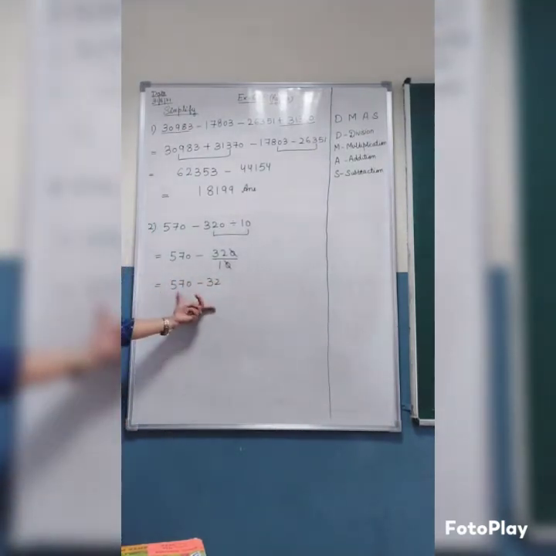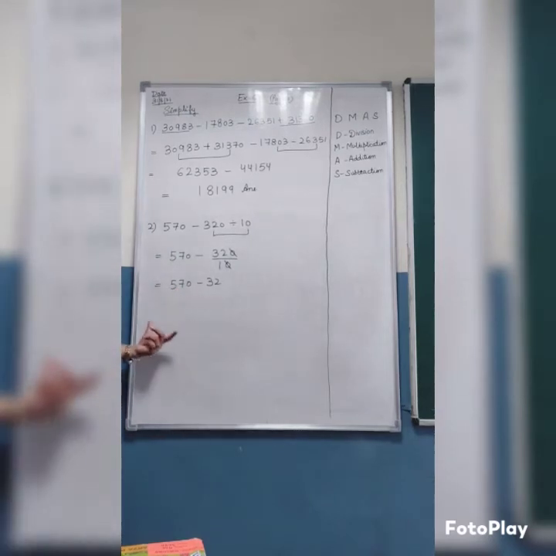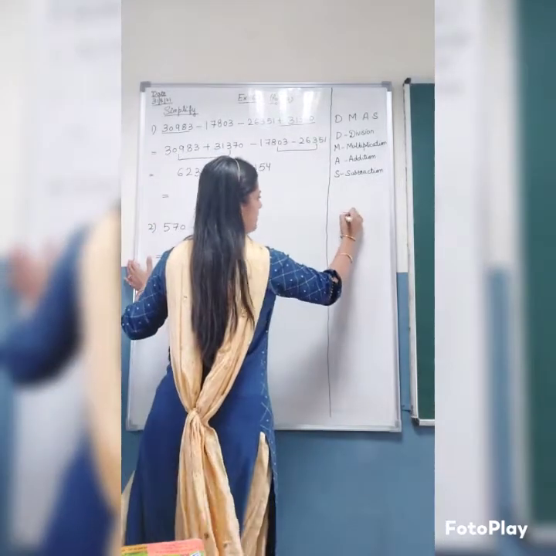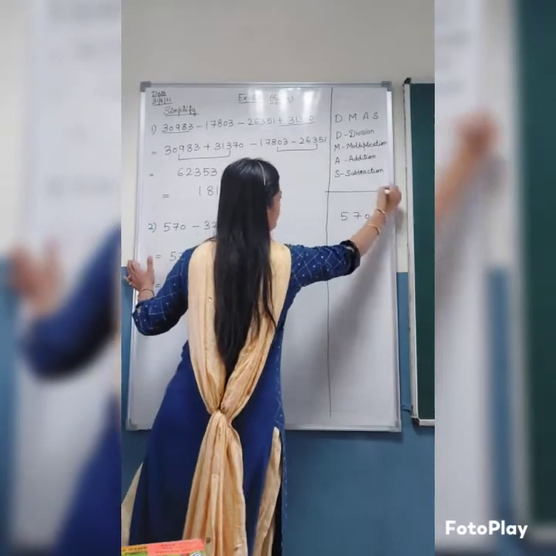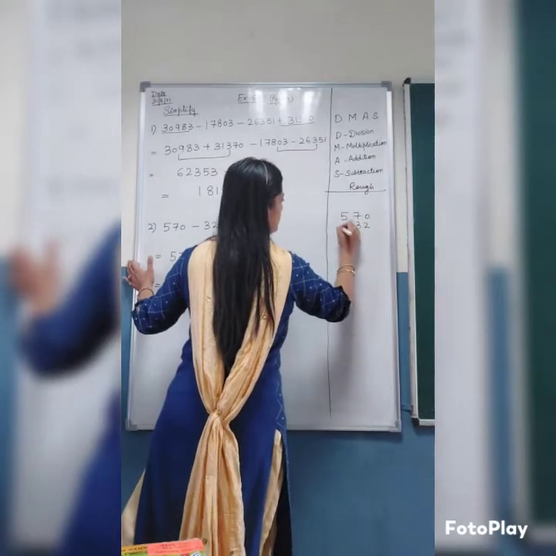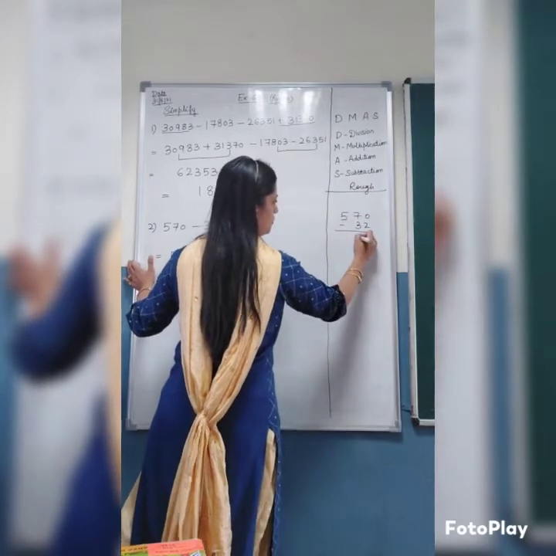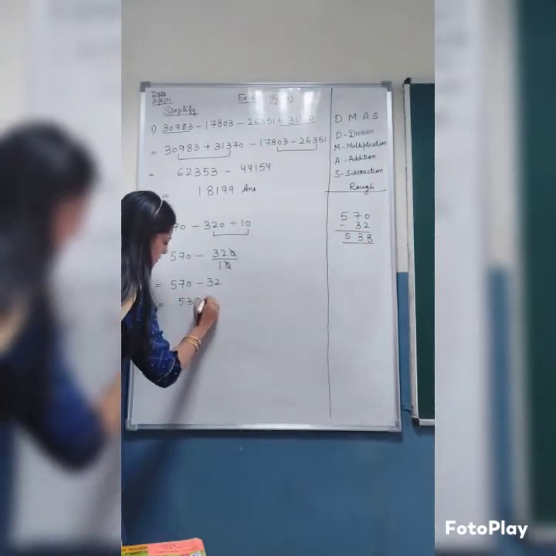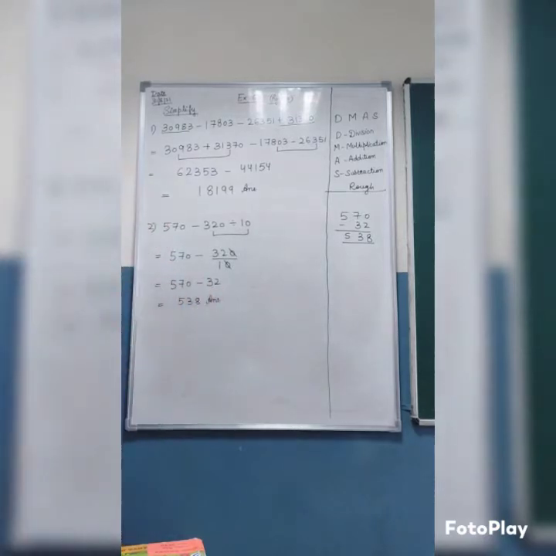Now only these 2 numbers are left. 570 divided by 32, what comes? 570 minus 32, let us do it as rough work. So the answer is 538. Clear?